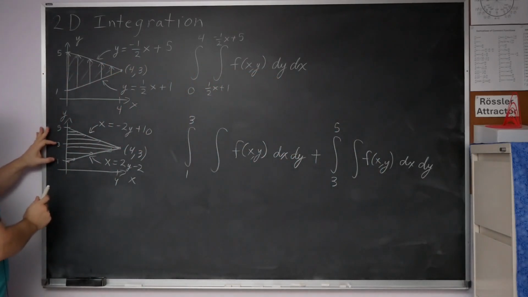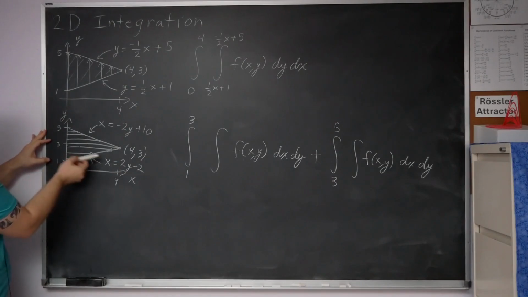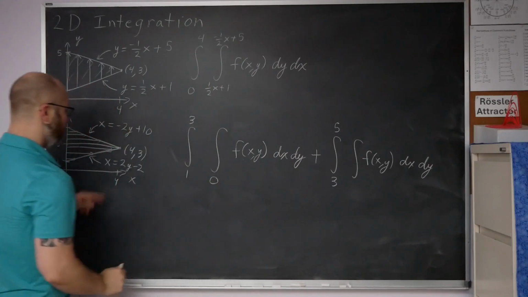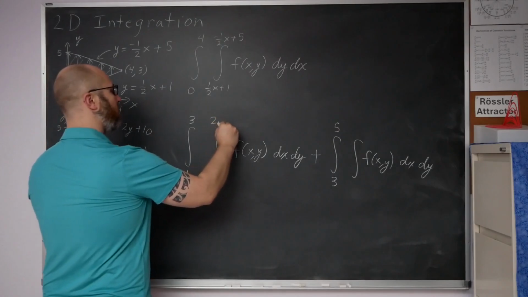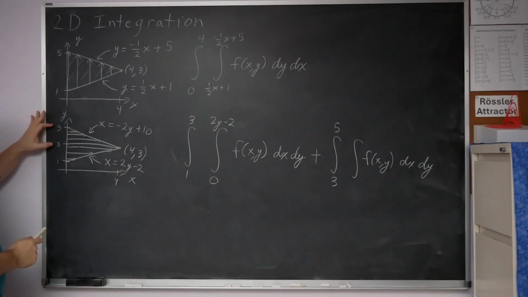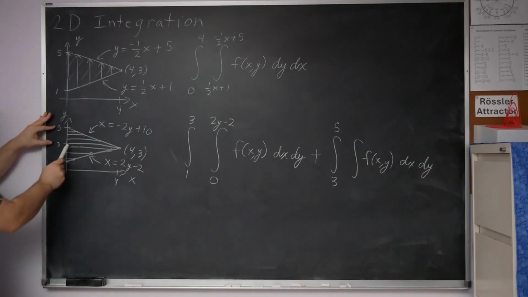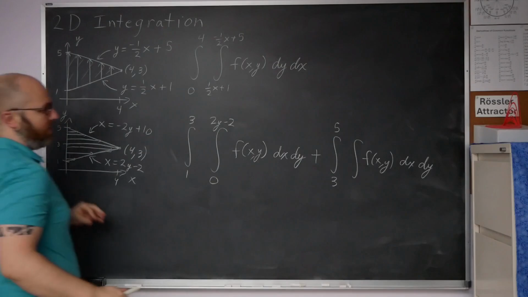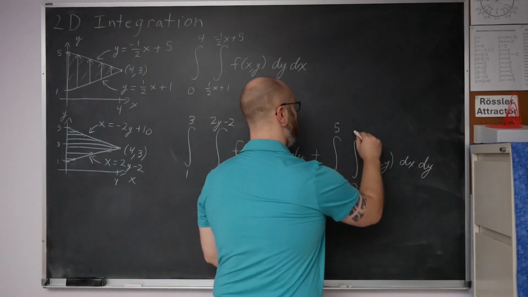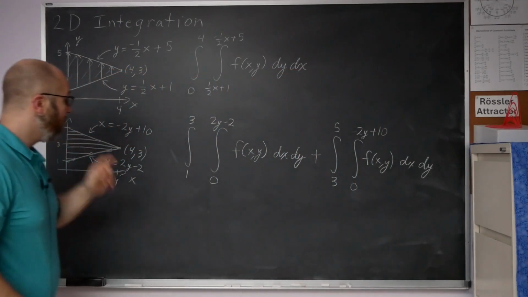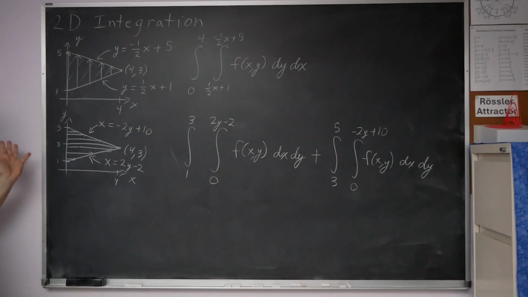For the x bounds from y equals 1 to 3, we start at x equals 0, and we're going to go to x equals 2y minus 2. Then for the second integral, if y is between 3 and 5, x is going to go from 0 to negative 2y plus 10. And that's all the setup.